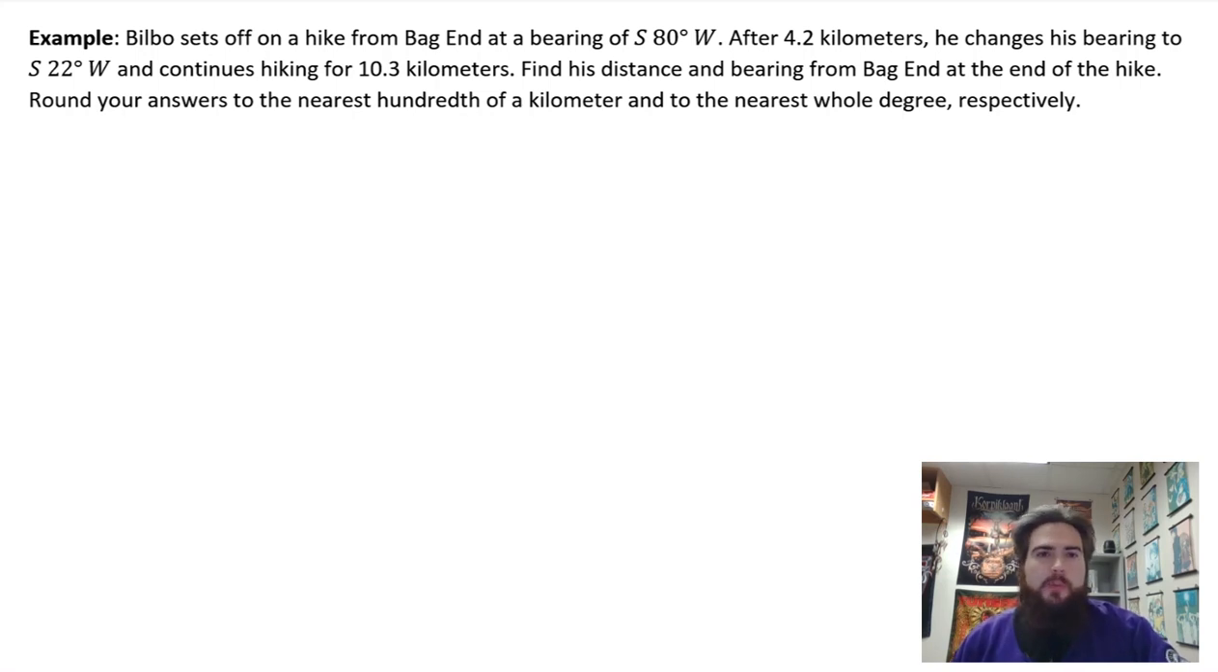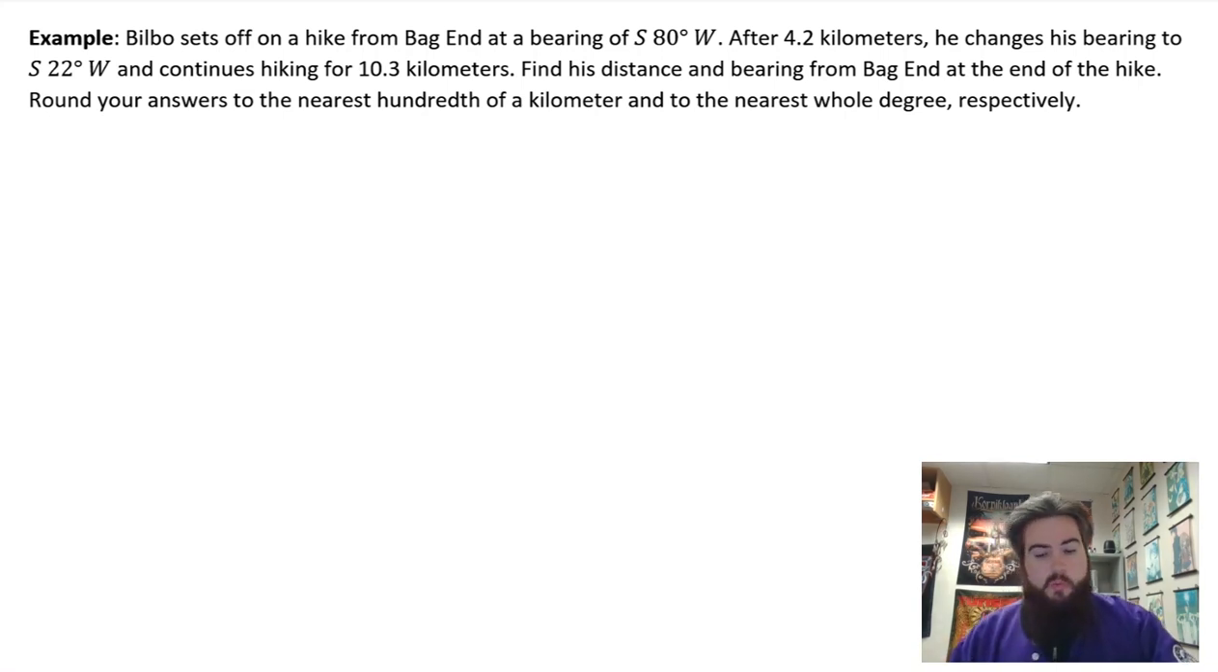In this example, we are told that Bilbo sets off on a hike from Bag End at a bearing of south 80 degrees west. After 4.2 kilometers, he changes his bearing to south 22 degrees west and continues hiking for 10.3 kilometers. We want to find his distance and bearing from Bag End at the end of the hike. We will round our answers to the nearest hundredth of a kilometer and to the nearest whole degree, respectively.